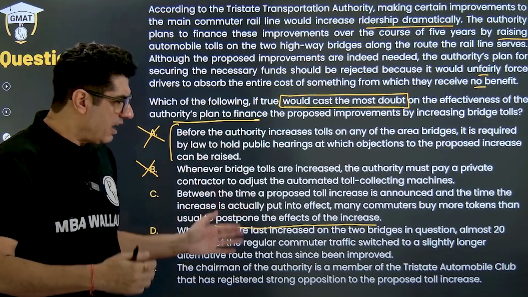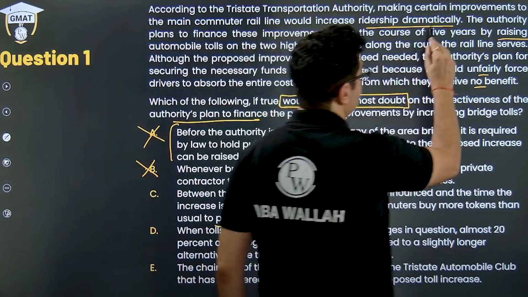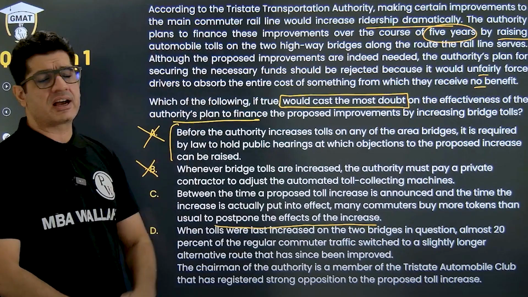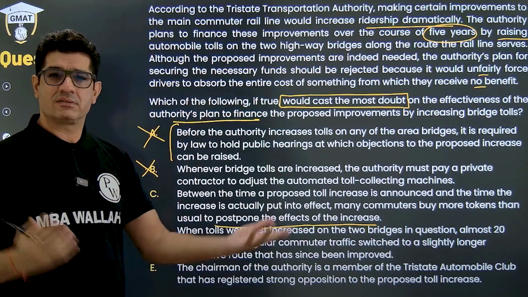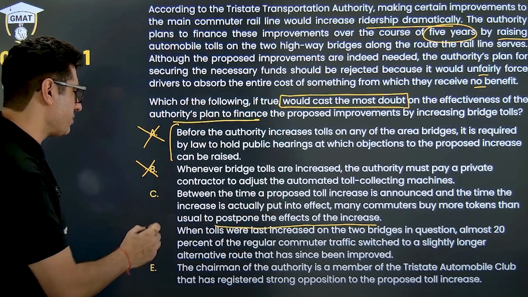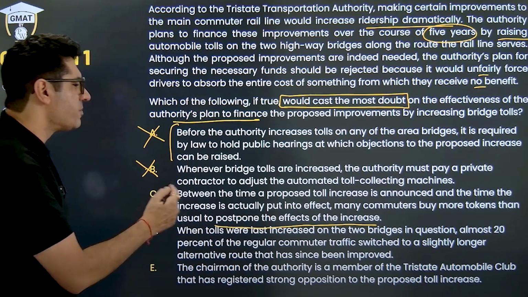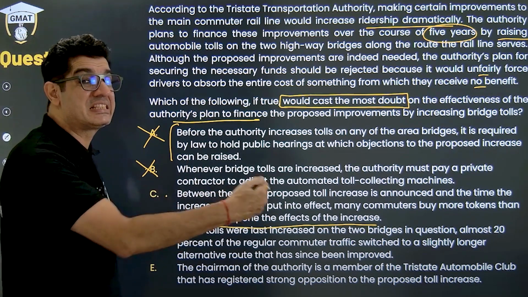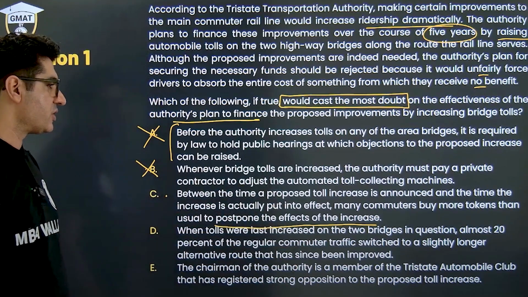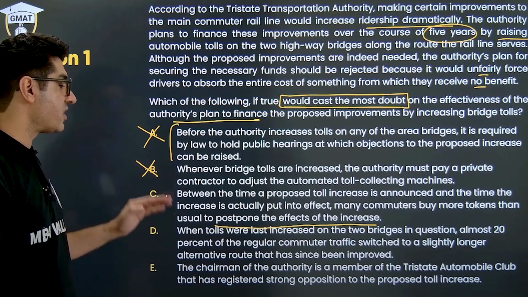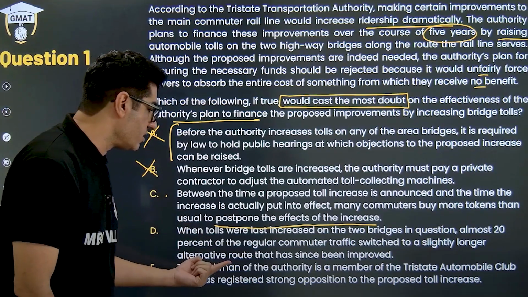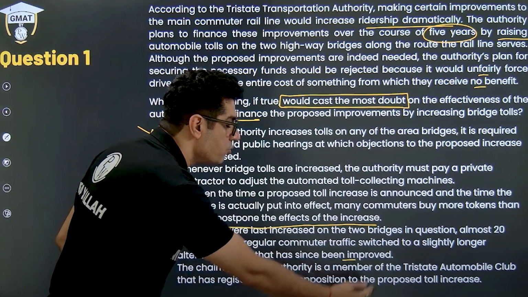But so what? After a lag, you're anyway doing it for 5 years, right? So after that lag, you can start getting the money and then you can start financing your project. And that's fine. So even this does not provide us with something which is very solid. All it says is that the benefits are not going to be instant. D, when tolls were last increased on the two bridges in question, almost 20% of the regular commuter traffic switched to a slightly longer alternative route that has since been improved.